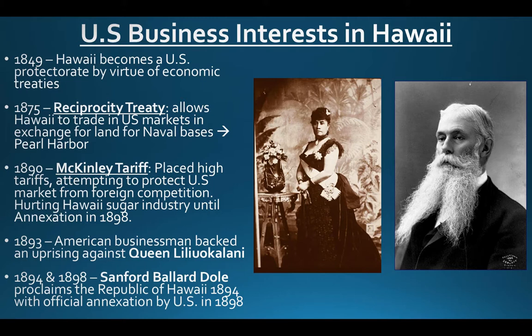in 1898, right? So now with the American businessmen not wanting to pay this tariff, and of course just a natural progression of things, American businessmen backed by the United States and United States Marines are going to lead an uprising against the Hawaiian government, the Queen Liliuokalani, and take control of the country. You're going to get a provisional government led by a man named Sanford Ballard Dole, who's going to proclaim the Republic of Hawaii in 1894, and then the United States will officially annex Hawaii in 1898.